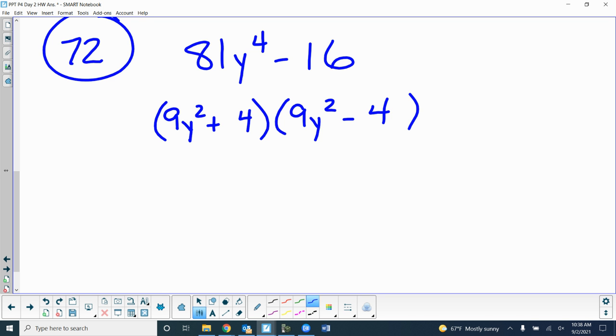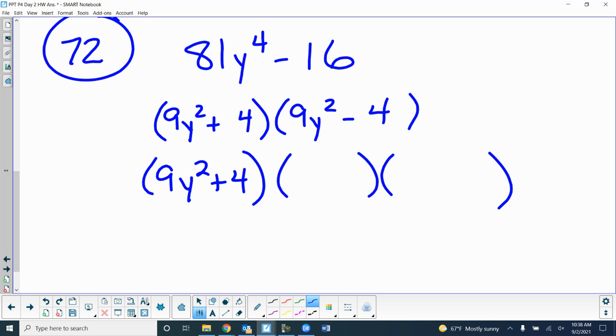Remember, we always say factor completely. So you're right so far, but you're not finished. This one won't change, the sum of squares, because you can't factor a sum of squares. But we're going to do the same thing for this difference of squares. What goes in the front of both of these? 3y, yeah, square root of the 9y squared. What goes in the back? 2, square root of the 4. And then our plus and our minus. Now we're finished. We don't have any more difference of squares left.